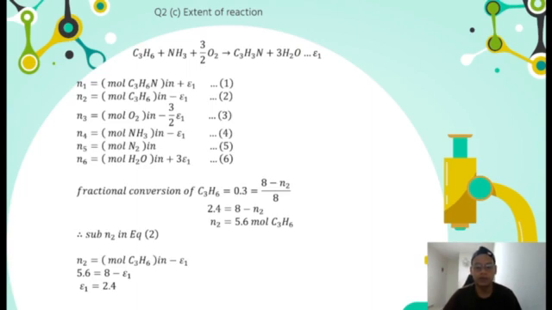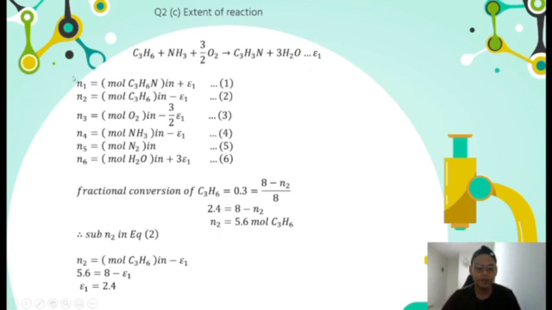My name is Muhammad Jasni and my metric number is 3DPE20F1028. Today I want to present question 2C, external operation. The question is C3H6 plus NH3 plus 3 over 2 O2 produce C3H3N plus 3H2O, in extent 1.